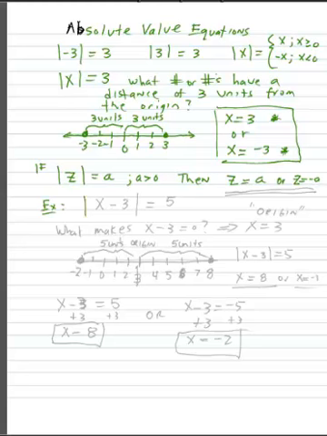If we have the absolute value of x minus 3 is equal to 5, we can solve this problem both algebraically and geometrically as well, if we think about distance. If we find what the origin is, what makes x minus 3 equal to 0? That tells us x would equal 3. You add 3 to both sides, and this is the location of the origin.